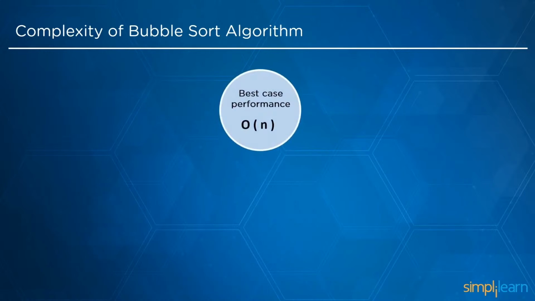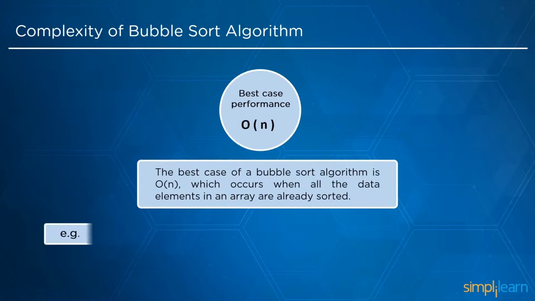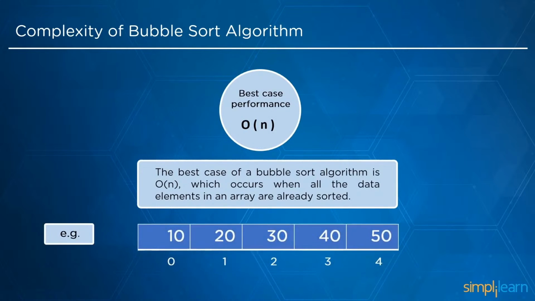Let us understand when this complexity occurs. The best case of the bubble sort algorithm is O of n, which occurs when all the data elements in an array are already sorted. Here we have an example with some data elements in an array which are already sorted, that is 10, 20, 30, 40 and 50. Next, talking about the average and worst case.